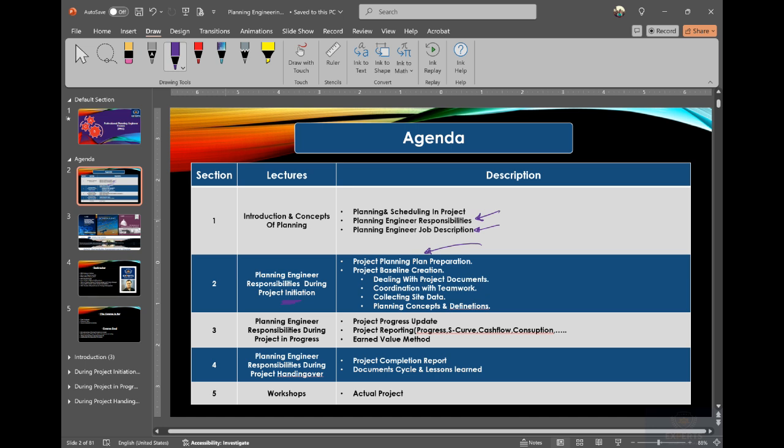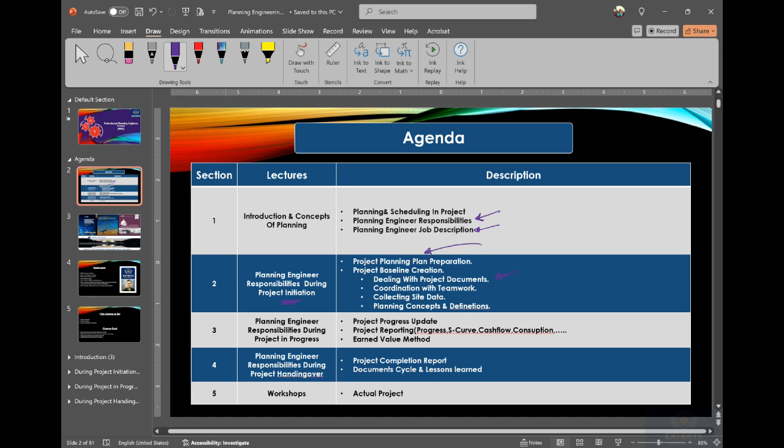Number two is project baseline creation. What is the baseline and how can we create it? Most of you maybe know how to do this in Primavera, but we also explain in our Primavera course and workshop how to deal with the documents. But this is the time to get this individually, so people who only need to understand the planning concepts can go through this. Then we'll understand dealing with the project documents.